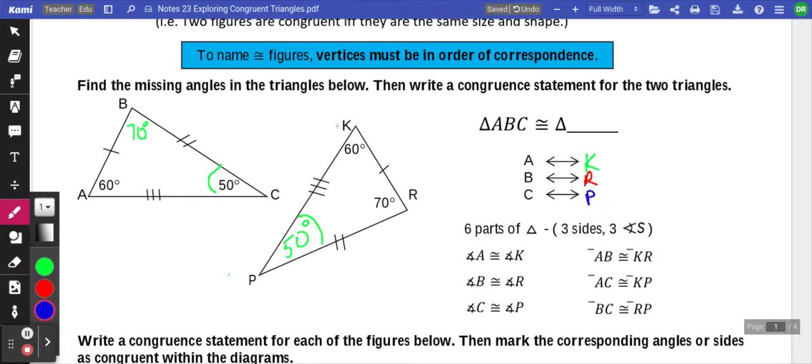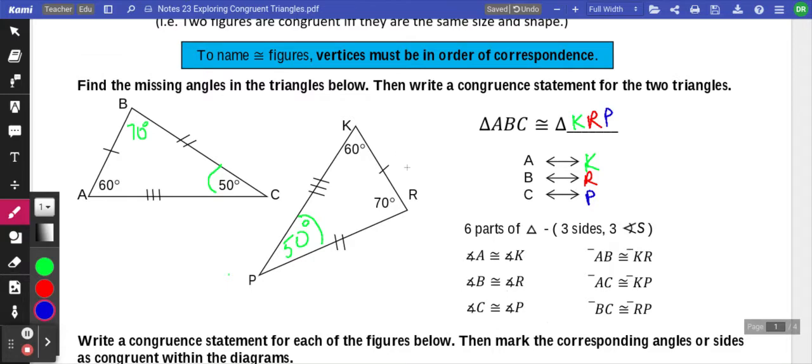I'm pointing that out because when we list a congruent statement, we want to know in our statement which points are aligning to each other, because that's going to tell us which angles have to match, as well as the sides. So if we look here, we see triangle ABC is congruent to triangle something. Well, that something has to be triangle KRP, because like we said earlier, angle A is congruent to angle K, angle B is congruent to angle R, and angle C is congruent to angle P. So it tells us all that, which I've listed out for you here.